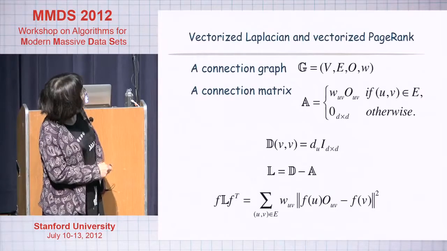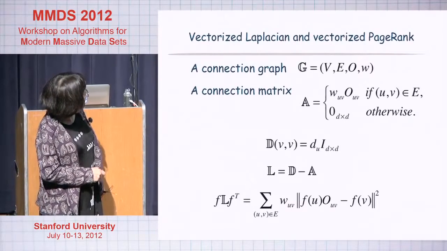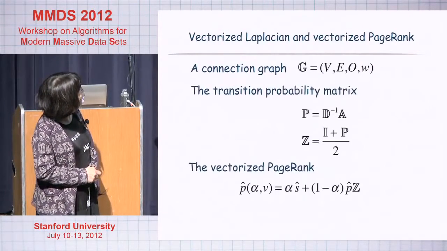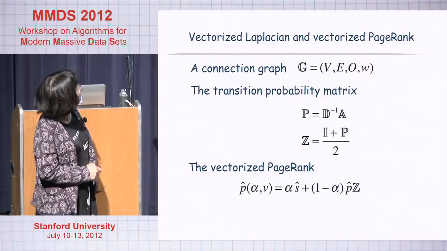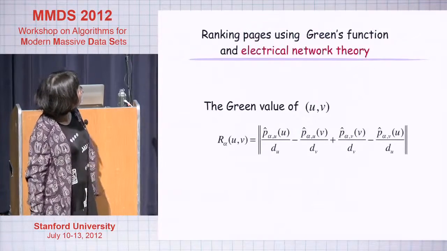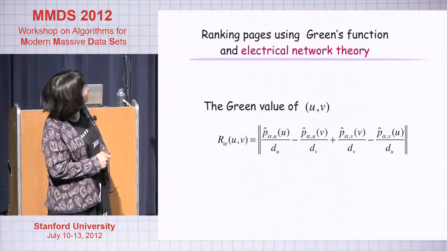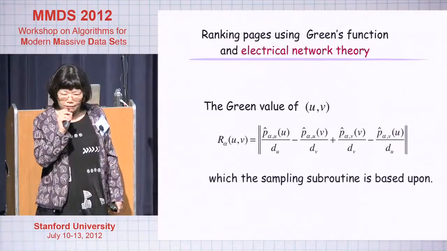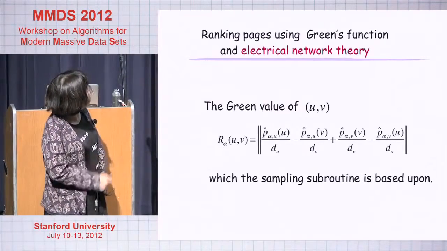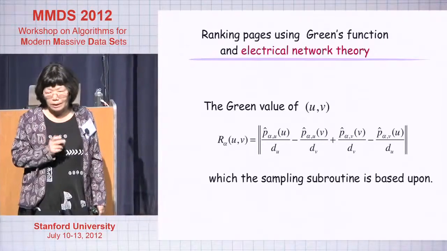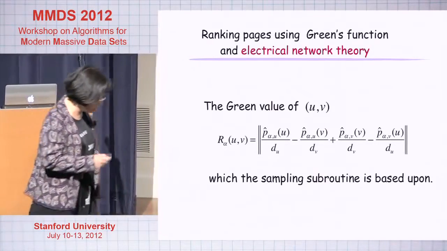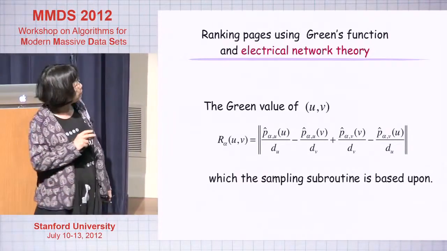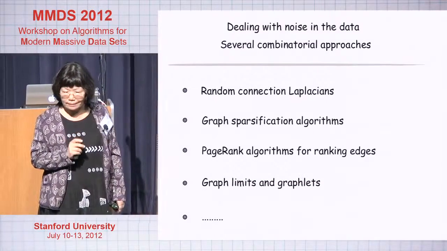And we can do the vectorized version of it. Here you just have to take the norms because we're going to have vectorized forms. Nevertheless, you can define this vectorized PageRank and vectorized Green's function for the effective resistance for each edge, and we're going to use that to do the sampling subroutine, which is at the heart of sparsification, and also at the heart of our algorithm for reducing the noise.